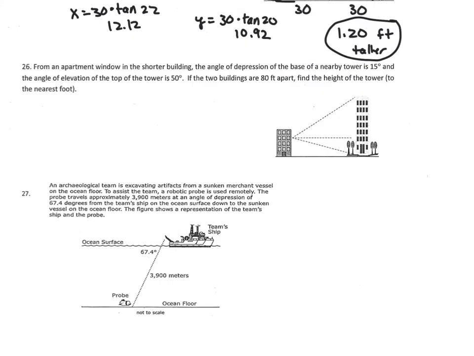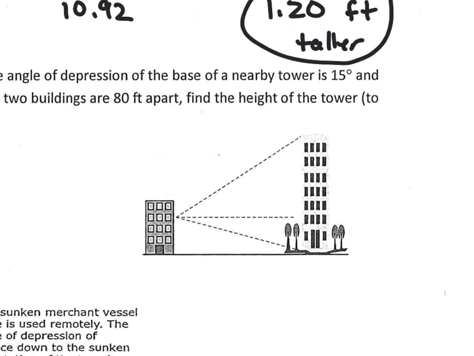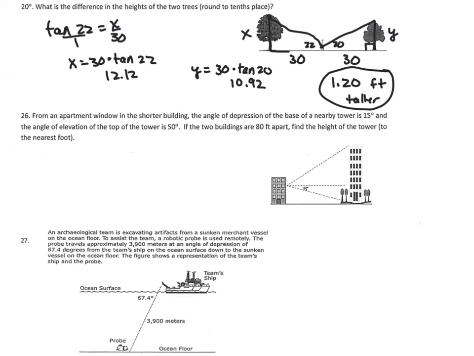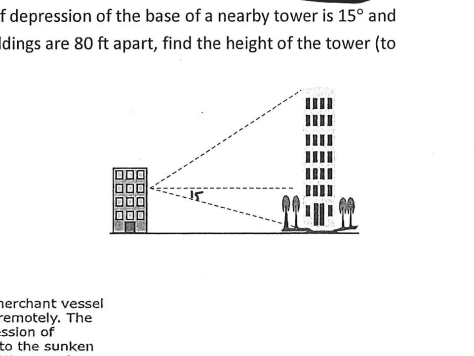In this problem, from an apartment window in a shorter building, the angle of depression to the base of the tower is 15 degrees. So the angle of depression is 15 degrees, and the angle of elevation is 50 degrees. And the two buildings are 80 feet apart. So that's 50 degrees for the angle of elevation up, and the two are 80 feet apart. So we have two right triangles here. And to get the whole height of the tower, then, we need to add up this x plus this y.